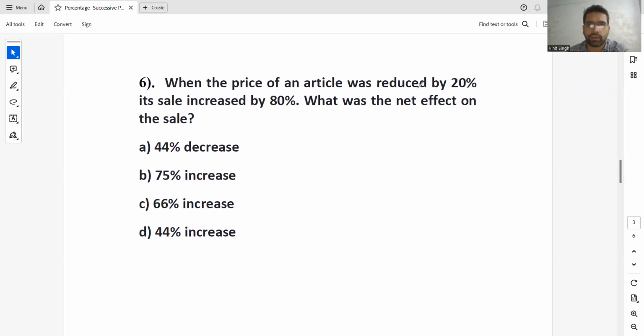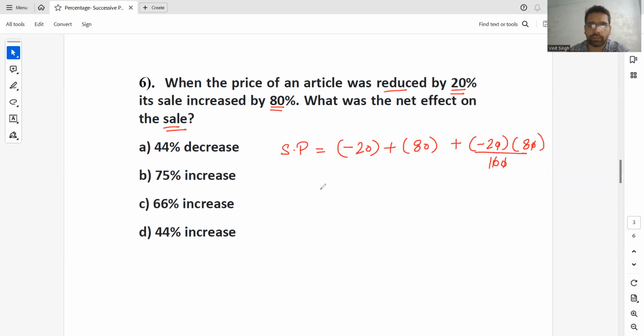When the price of an article was reduced by 20%, its sale increased by 80%. What was the net effect on the sale? Same. First, it reduced by this percent. After that, it increased by 80%, now you can apply the successive percentage formula. Here you will get reduce 20, increase 80, minus 20, 80 upon 100.